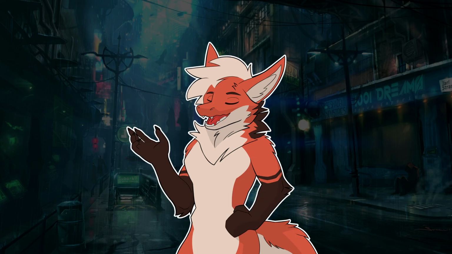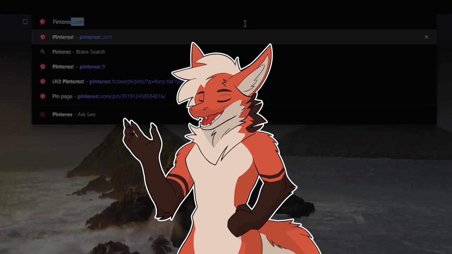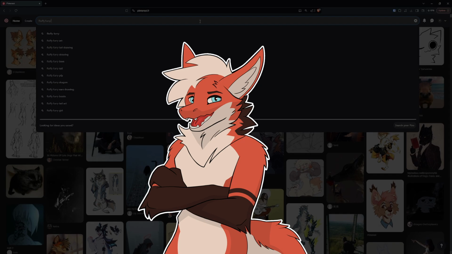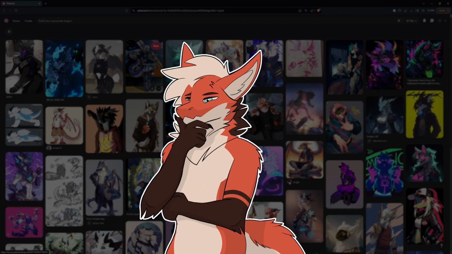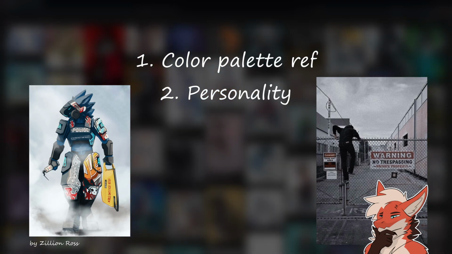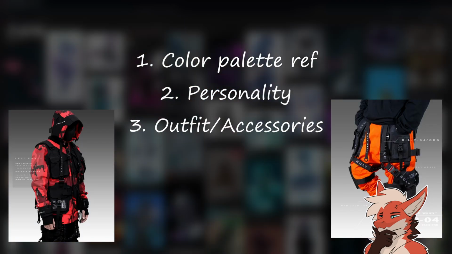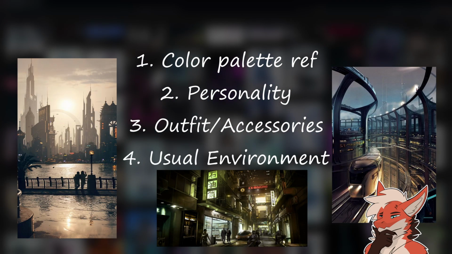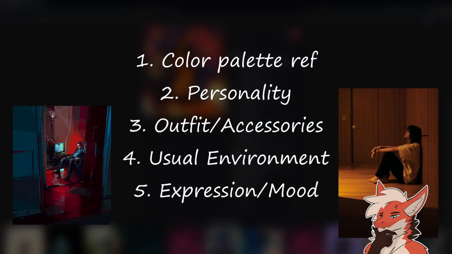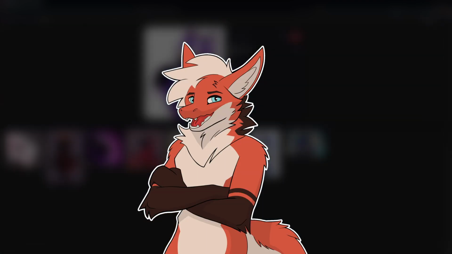So let's move on to the next stage, finding visual reference. Head on to Pinterest or any other website where you can find a bunch of images, and let's begin our hunt. What we're looking for are images that represent the color palette of our character, the personality, something that represents their outfits and accessories, what kind of environment they live in, and something to represent the mood that they're usually in. And it doesn't only have to be visual.